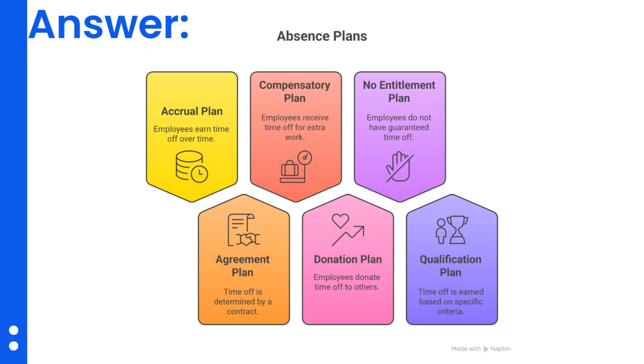It is better to remember them in alphabetical order. Number one, accrual plan, agreement plan, compensatory plan, donation plan, no entitlement plan, and qualification plan. Okay, we will see them one by one.